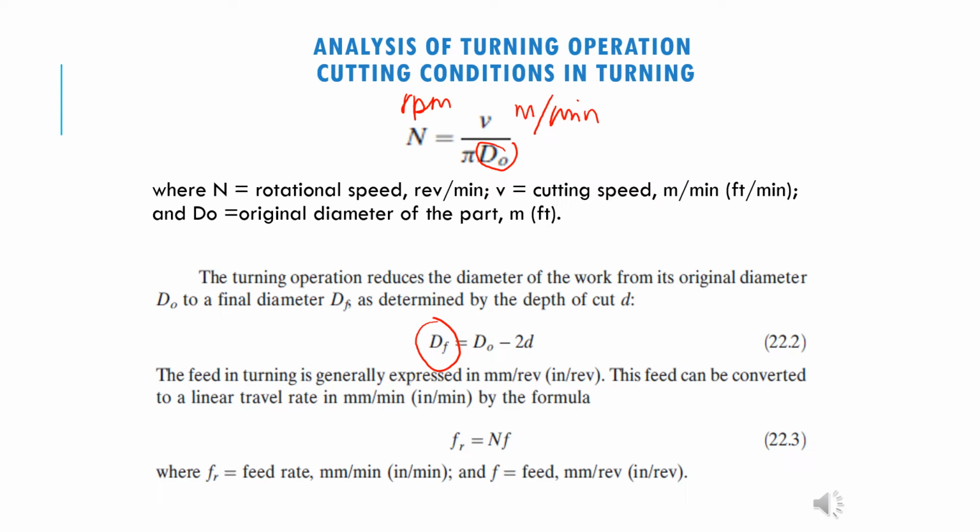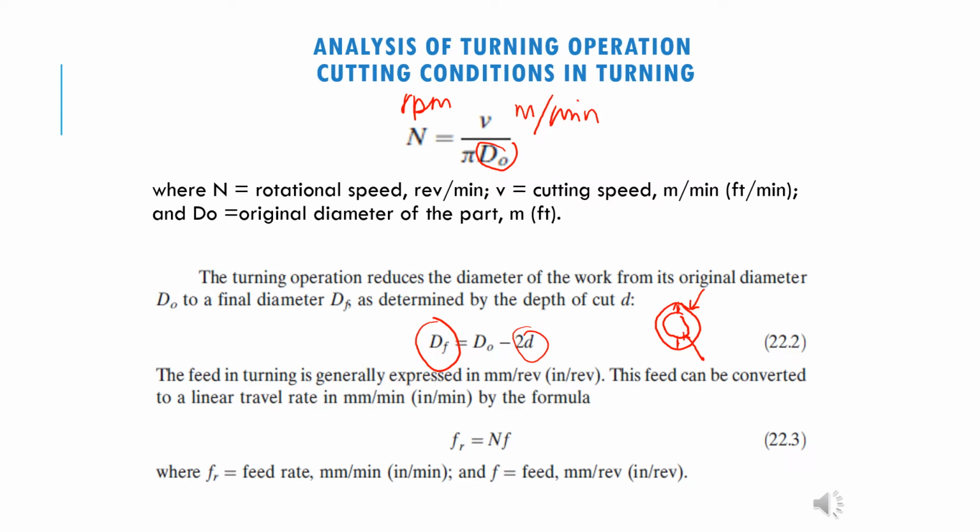Why 2d? Okay, d is the depth of cut, right? So when you see from this view, if you start the machining, let's say this is the initial diameter, this is the final diameter, so there are two sides of d going inside, right? So that's why you have to minus 2d. Okay, so that's Df equal to D naught minus 2d.